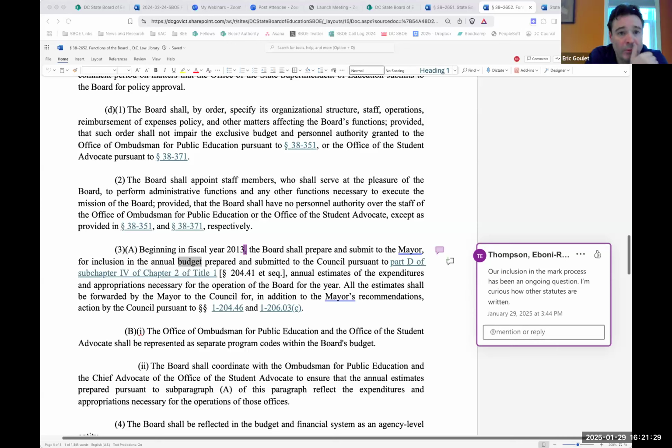Yeah, I think we're required to do it even. So the language in the code makes me comfortable. It says that we're required to submit annual estimates of the expenditures and appropriations necessary for the operation of the board for the year. So I feel like it's really pretty well covered, and actually requires us to put out what we feel is necessary. So even if we get a mark that we feel is inadequate, we would also be required to send, as part of that submission, what we do feel is necessary. Now, they could choose to not include it. They could choose to include less, but I think it's already pretty well spelled out here.